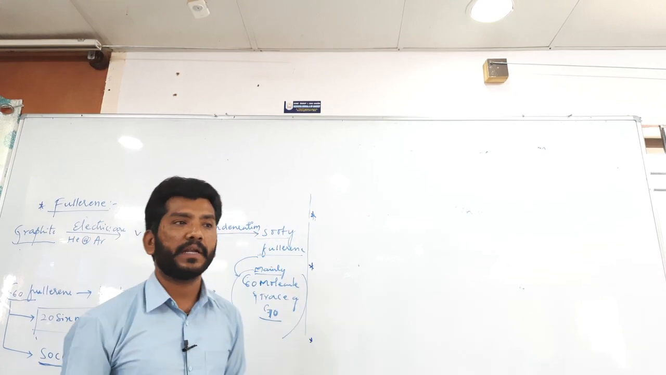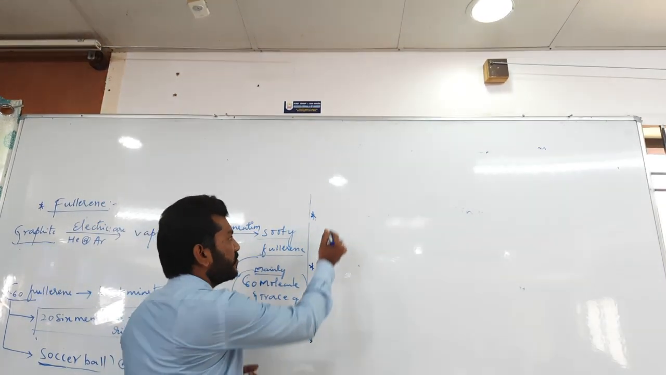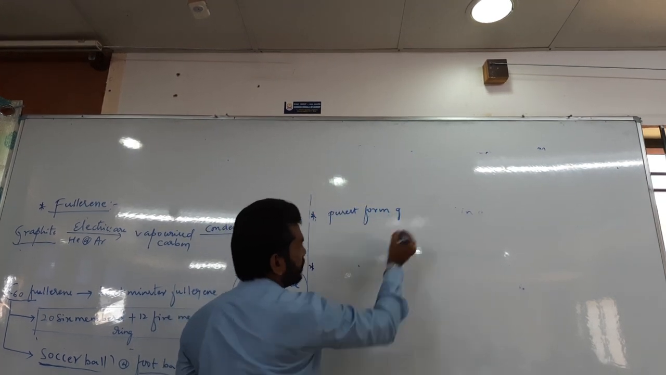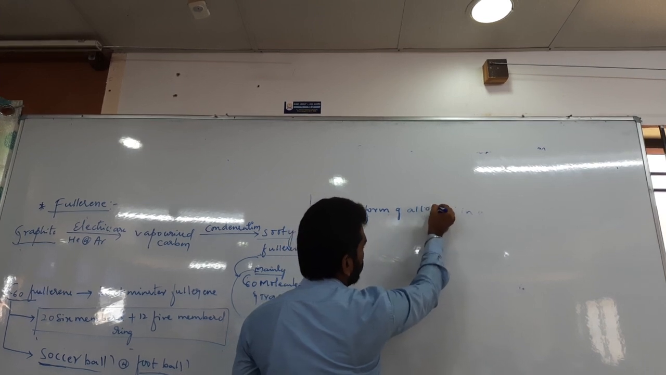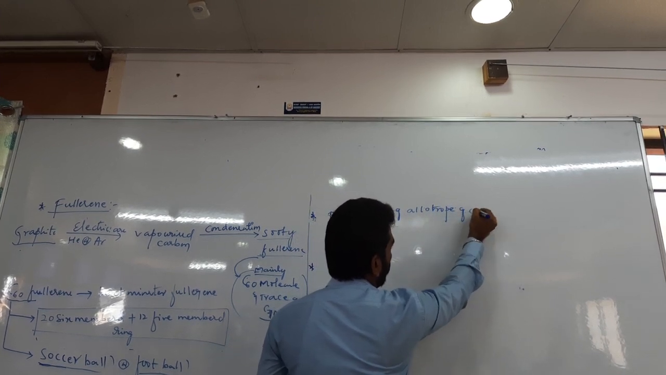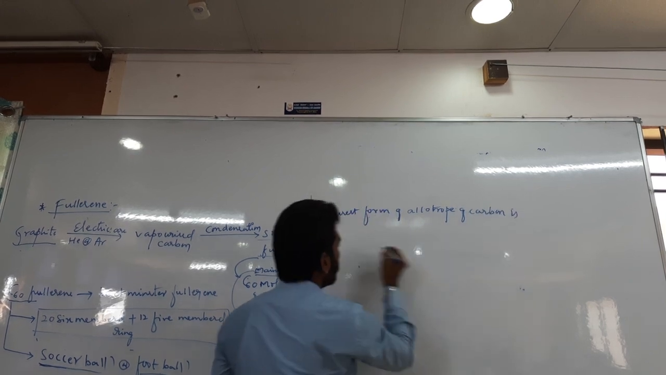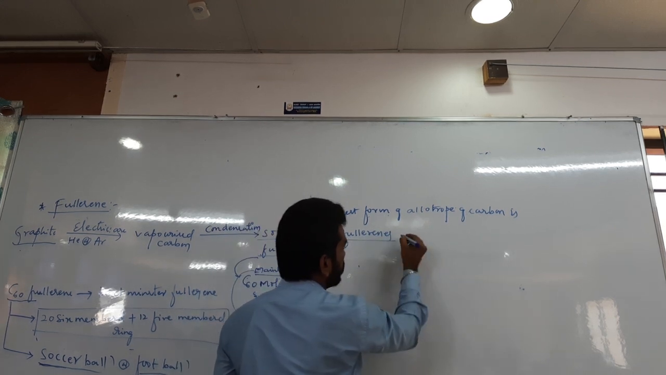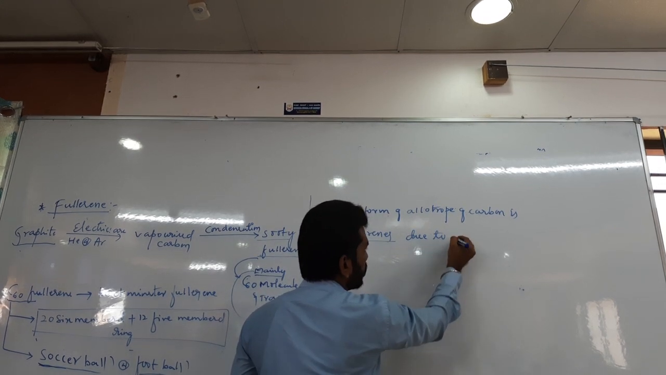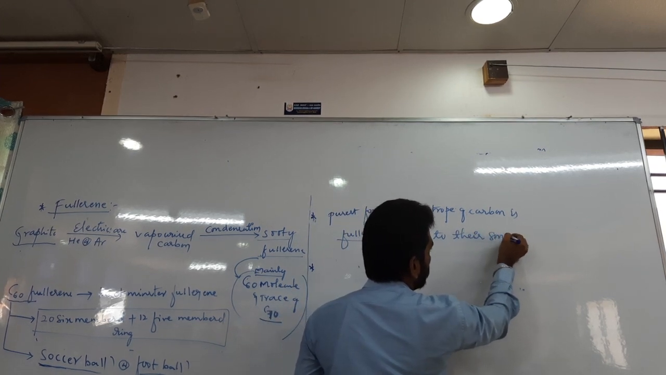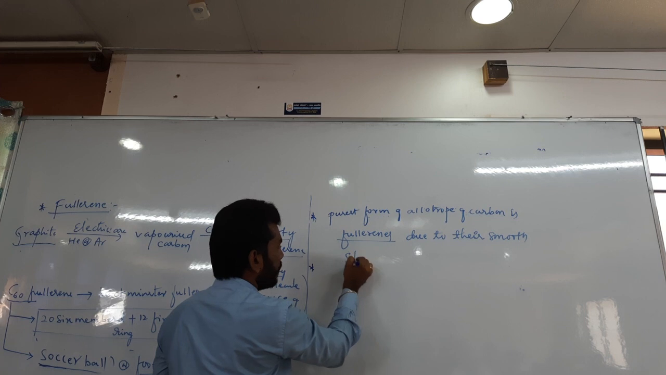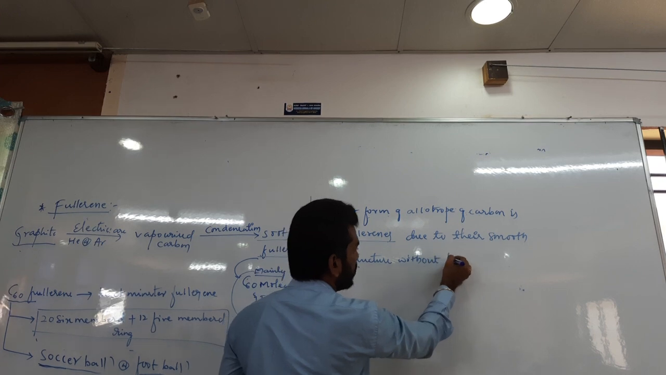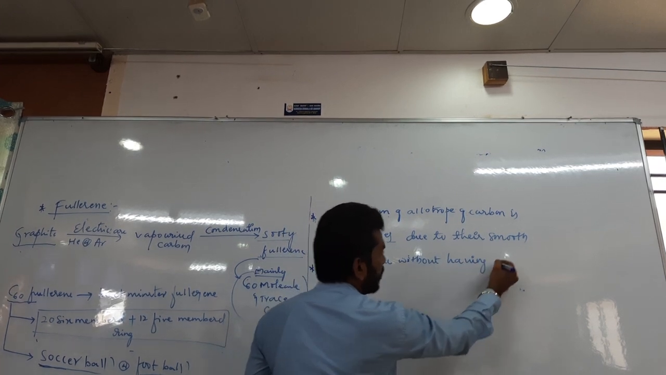Because of that particular fact, we can say that the purest form of allotrope of carbon is fullerene, due to their smooth structure without having dangling bonds.